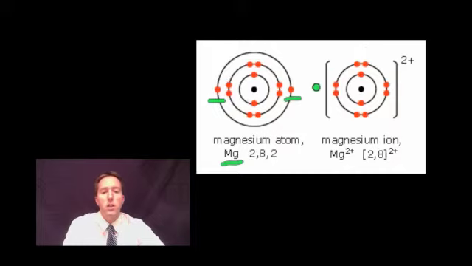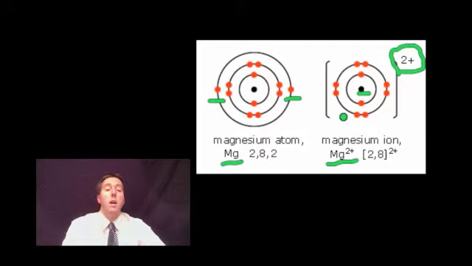When it gets rid of those 2 electrons in its third shell, its most outer shell becomes its second shell, which is full, so 2 in the first, 8 in the second, which is 10 electrons overall, because it's still got 12 protons in the nucleus. So 12 positive charges in the nucleus and 10 negative charges gives it overall a charge of +2. So a magnesium ion is Mg2+, so it's a positive ion.